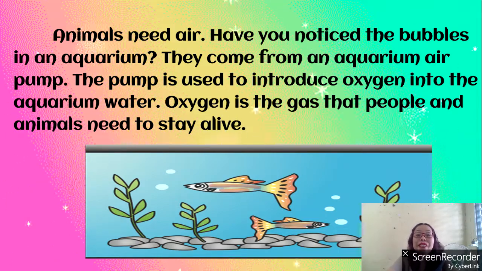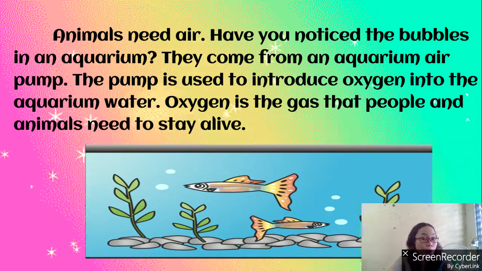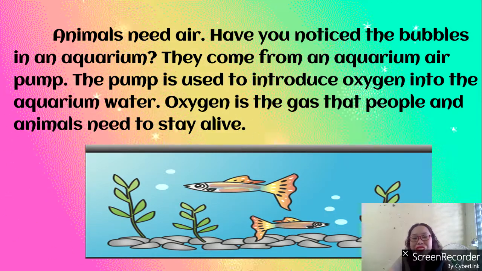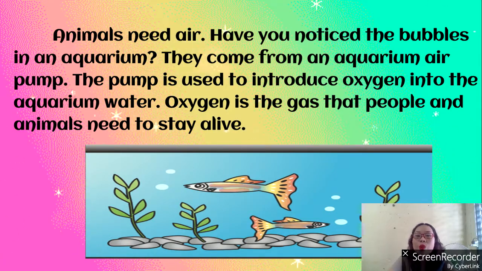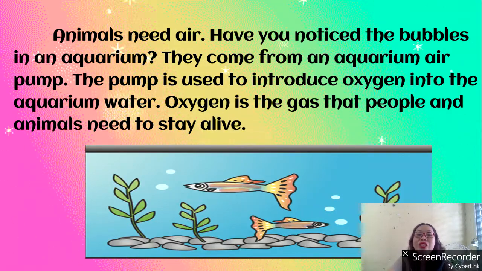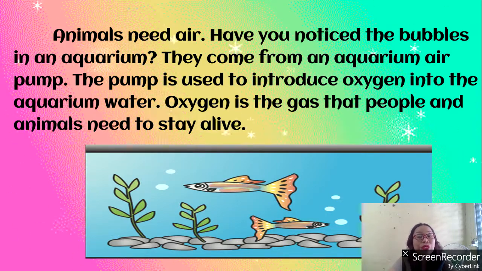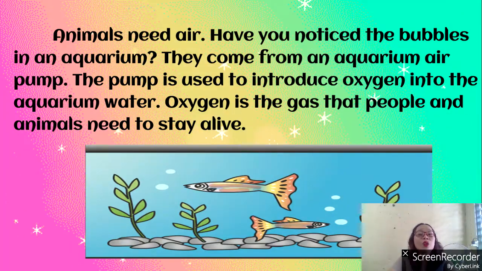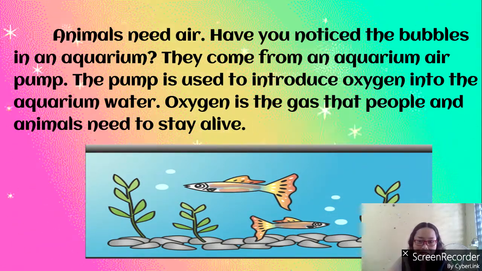Animals also need air. Have you noticed the bubbles in an aquarium? If you have a pet fish and an aquarium at home, you can easily see that fishes are producing bubbles. These bubbles come from an aquarium air pump. The pump is used to introduce oxygen into the aquarium water. You need to put an aquarium pump in order for your fishes to survive. Why? Because fishes need oxygen. Oxygen is the gas that people and animals need to stay alive.